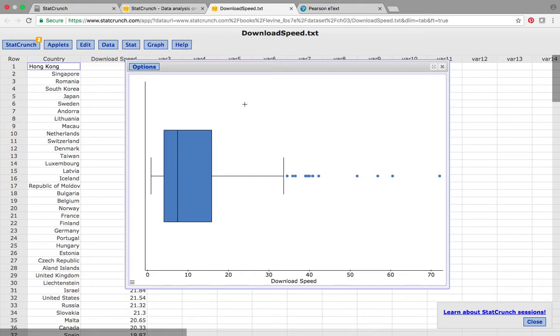So we have a positively skewed distribution. And these countries right here, country number 1, Hong Kong, country number 2, Singapore, country 3, Romania, are outliers compared to the other download speeds in other countries.